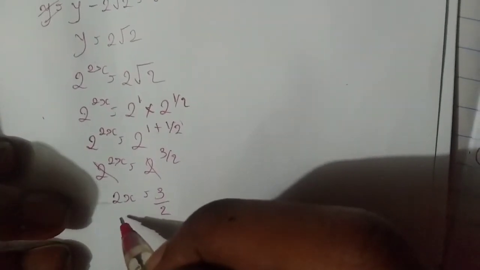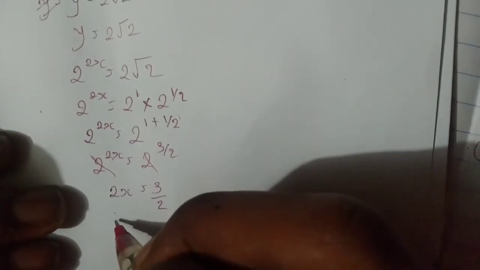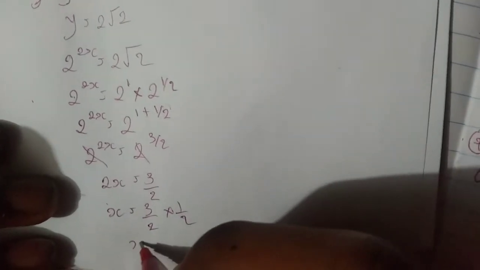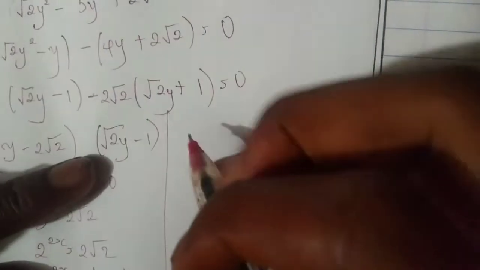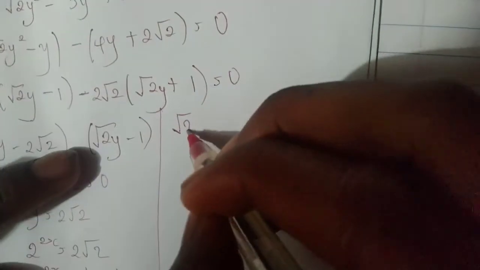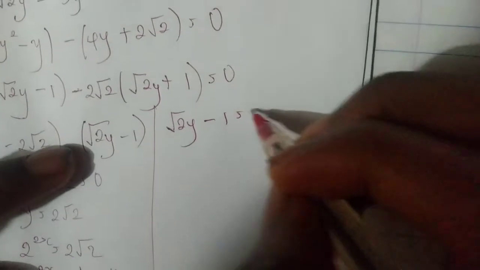We can divide through by 2. That gives us x is equal to 3 all over 2 times 1 over 2. This x is equal to 3 all over 4. So we have found x for the first one. Let's find x for the second one. The second one is root 2y minus 1 is equal to 0.